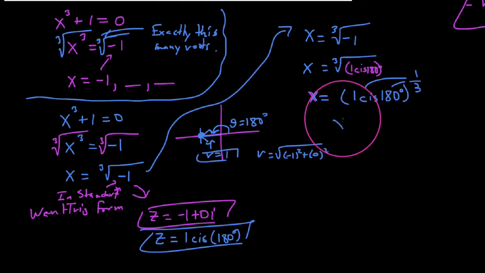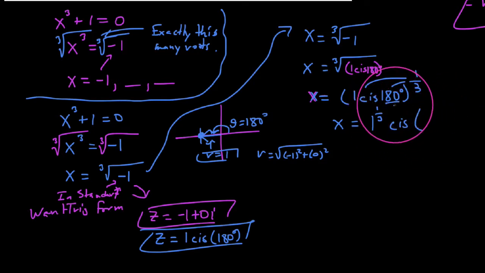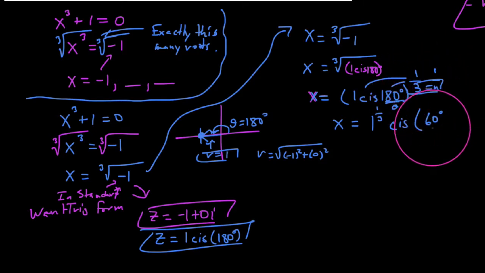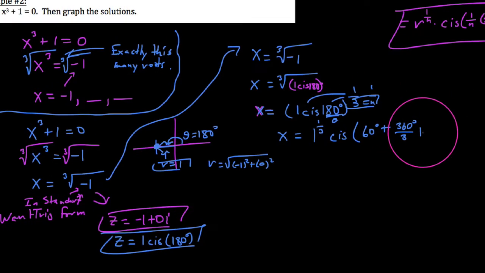So x equals 1 to the 1/3 times cis, and here's the tricky part. Theta is the original angle. We're going to take 1/3 times 180, which is 60. In other words, we take this 180 and divide it by n, which in this case is 3. Then plus 360 degrees over n, and we'll put the k off to the side. We should call this the original angle, 180 degrees divided by n, which is 3, and we get 60.